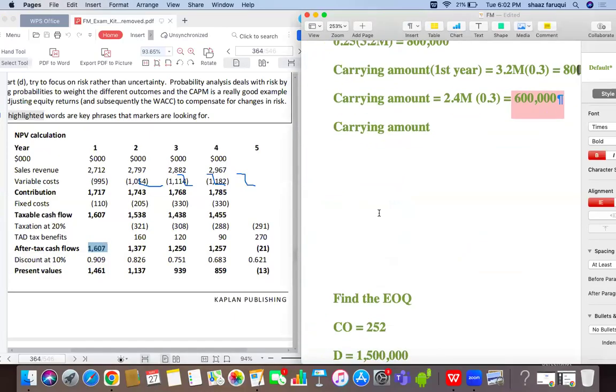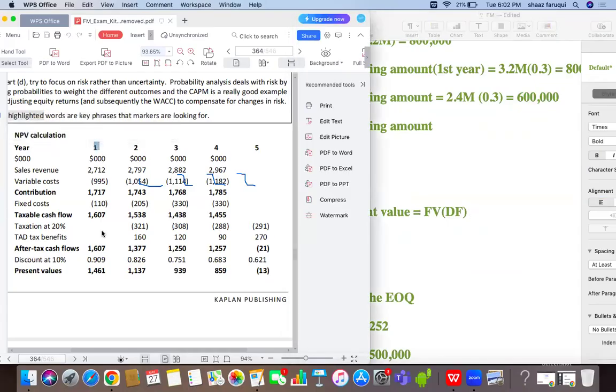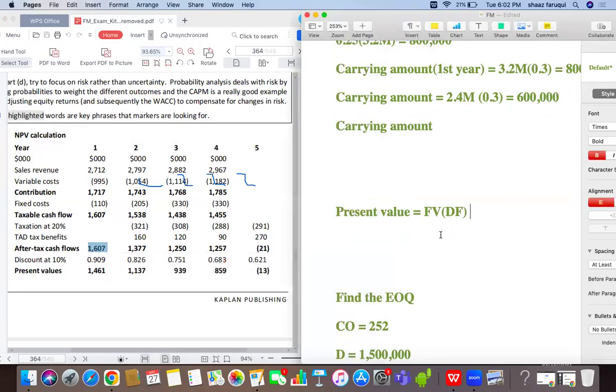Present value is equal to, you need to know this, this is chapter 1 to 4: future value into the discount factor. Future value, the value after 1 year, is 1,607,000. The discount factor is 0.909. Therefore, 1,607,000 into 0.909 is 1.461 million.